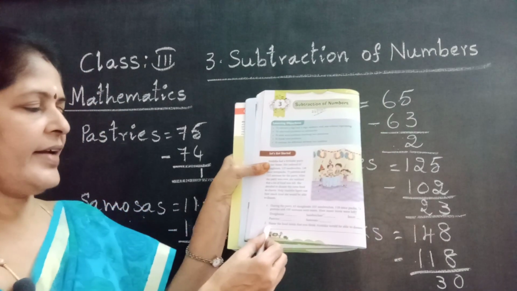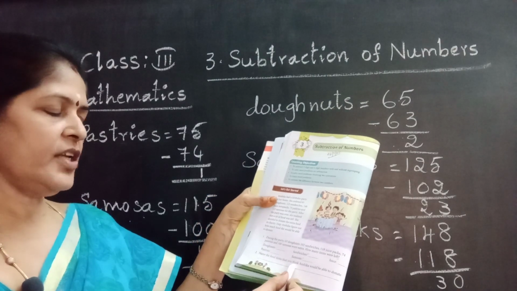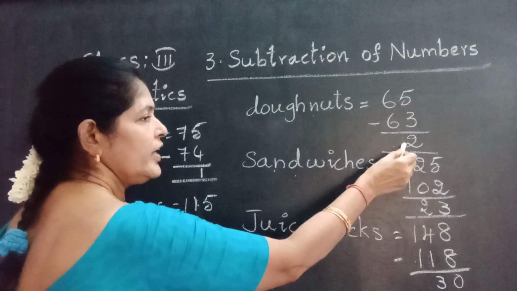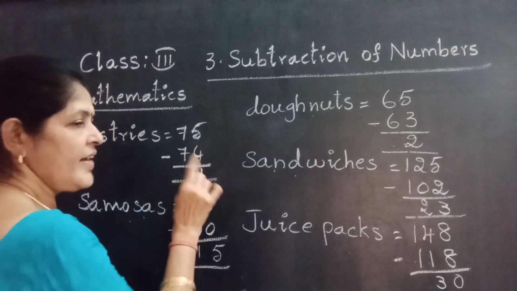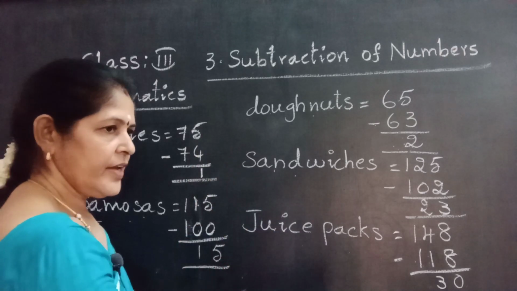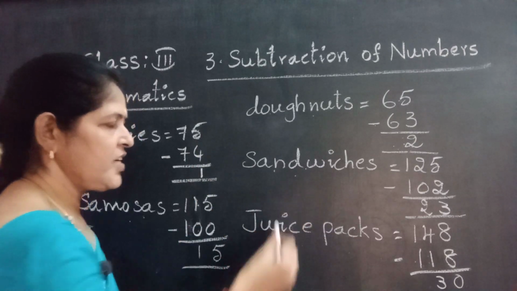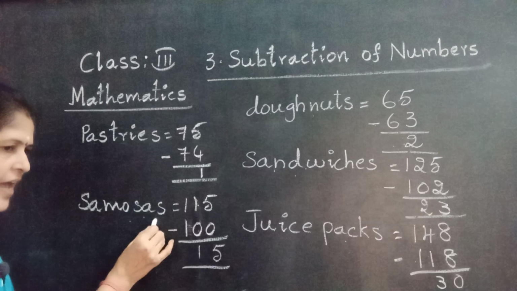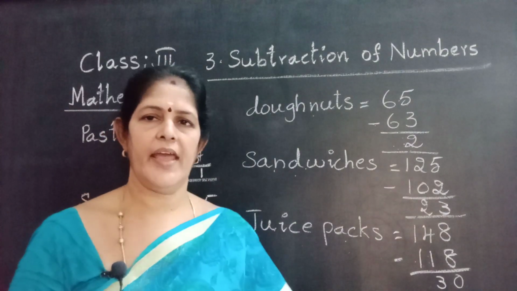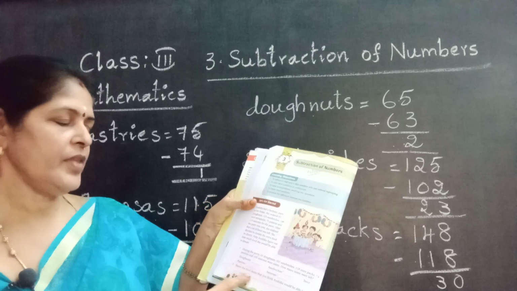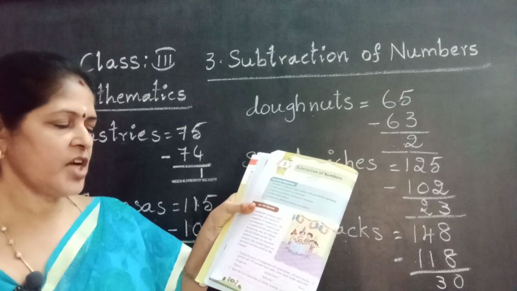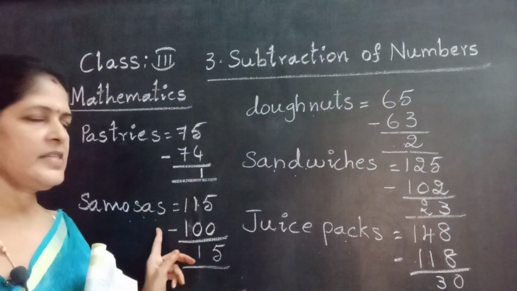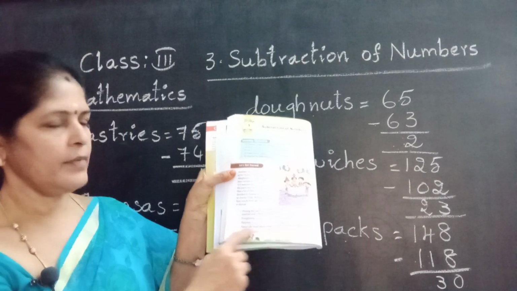Here you have to write the items. Name the food items that you think Anishka would be able to donate. Donuts are only 2, this is not able. Pastry is 1. She is going to donate sandwiches, juice packs and samosas. She is able to donate. Write these 3 food items here.